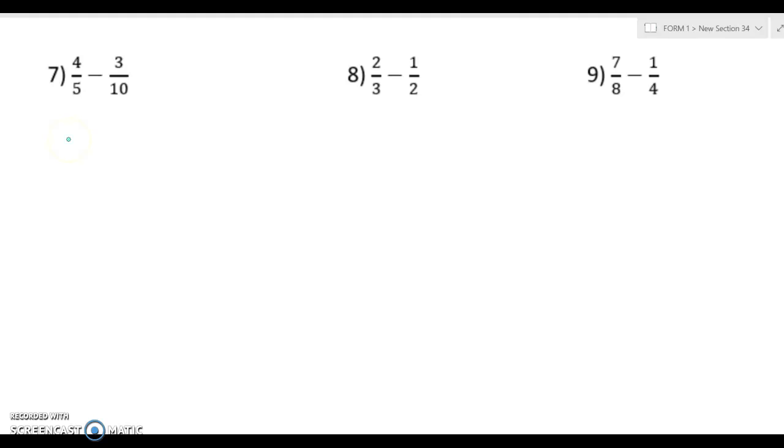Alright, number 7. So we have 4 over 5 take away 3 over 10. Now the LCM of 5 and 10, I want you to list out the multiples and find the LCM for yourself, right? You could pause the video and try the questions before you actually get it. So when you work out the LCM, you're going to get 10. So our common denominator, our LCM, is 10. Go ahead and ask yourself, again, the first fraction, 5 times what number gives me back 10? 5 times 1. So I have to just multiply the 1 on top as well.